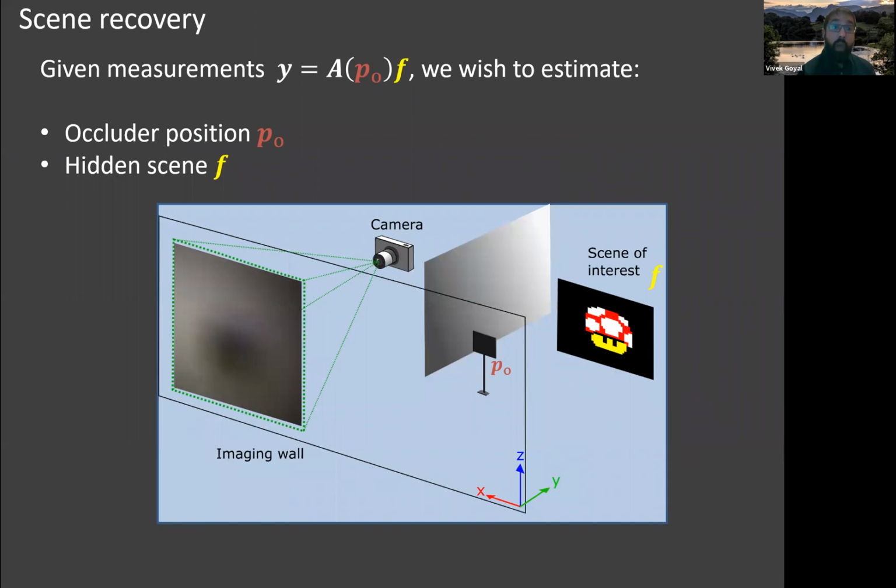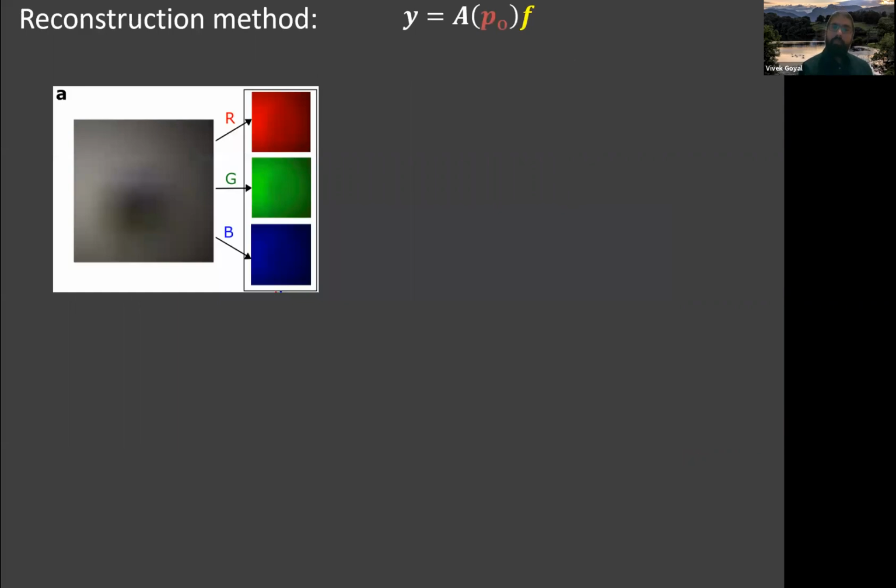From our photograph Y, we wish to estimate the occluder position P0 and the hidden scene F. This figure renders real experimental data, and you can see that the penumbra is soft and blurry with no clear gradations of hue. A rather simple reconstruction approach yields an accurate, though low resolution, view of the hidden scene.